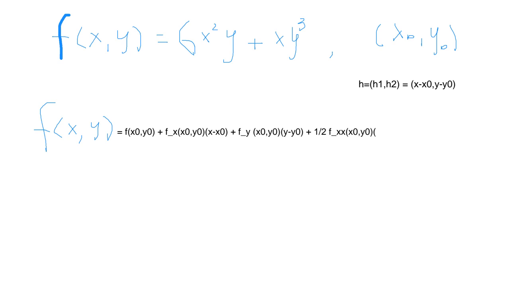Then plus what? Mixed partials. Well, f x y, partial squared f partial x partial y and partial squared f partial y partial x are the same. So we don't need to divide by 2 anymore because we have 2 of a half. So we just do partial squared f x y, evaluated at x naught, y naught, then multiply by the difference in x direction because it's mixed partials, multiply by the difference in y direction. Right?